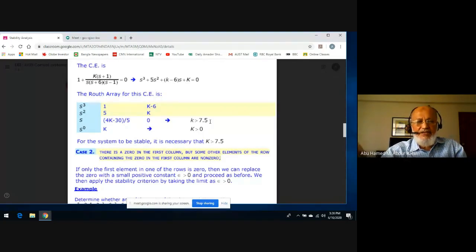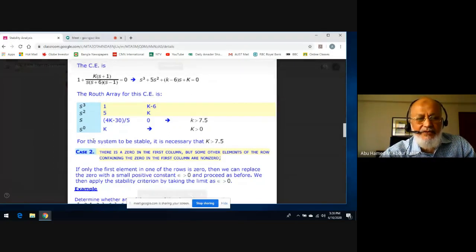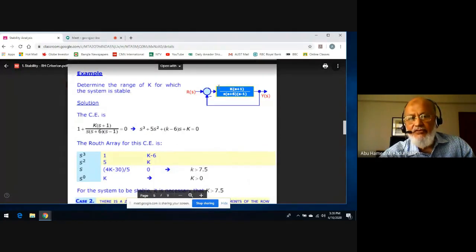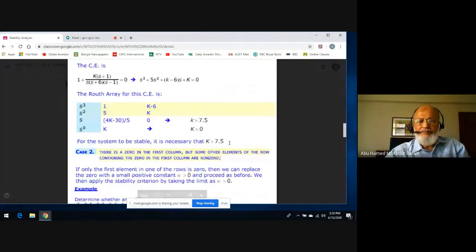The condition is it must be greater than 7.5, because if it is 7, it does not satisfy this. If it is negative, of course, the question doesn't arise. So you will take the maximum condition, and then you say for the system to be stable, which system? This system. For the whole closed loop system to be stable, K must be greater than 7.5. I hope you understood, all of you.